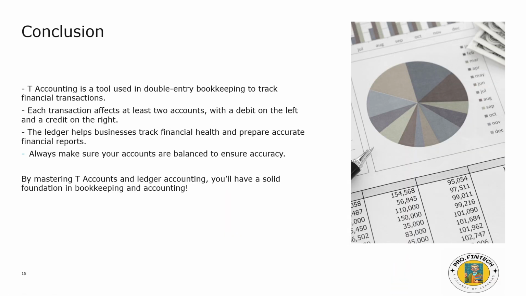So in conclusion, a T account is a tool used in double entry bookkeeping to track financial transactions. Each transaction affects at least two accounts, with a debit on the left and a credit on the right. The ledger helps businesses track financial health and prepare accurate financial reports. Always make sure your accounts are balanced to ensure accuracy. By mastering T accounts and ledger accounting, you will have a solid foundation in bookkeeping and accounting.